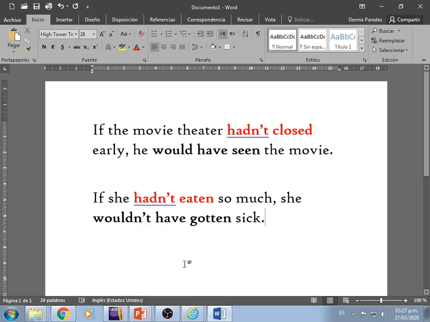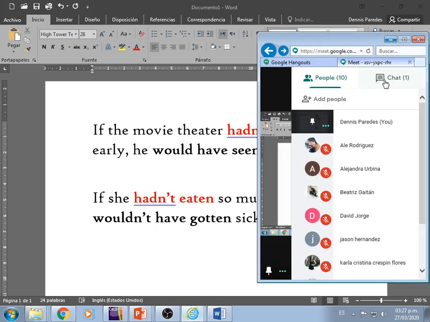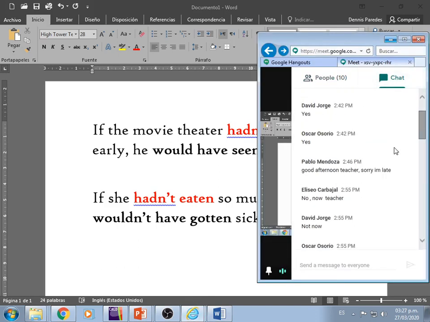If the movie theater hadn't closed early, he would have seen the movie. And if she hadn't eaten so much, she wouldn't have gotten sick. Okay, as I was telling you, so basically, that's the information.